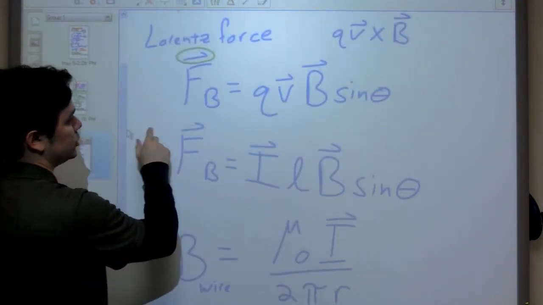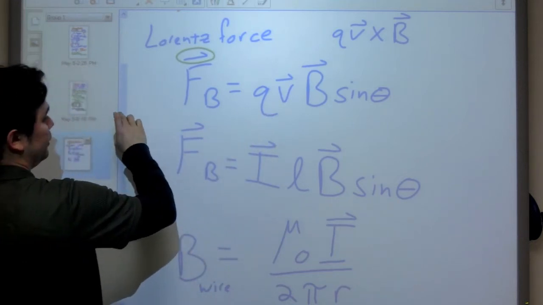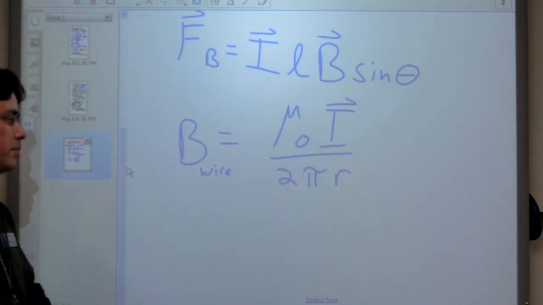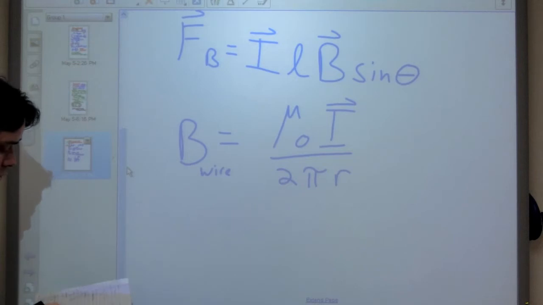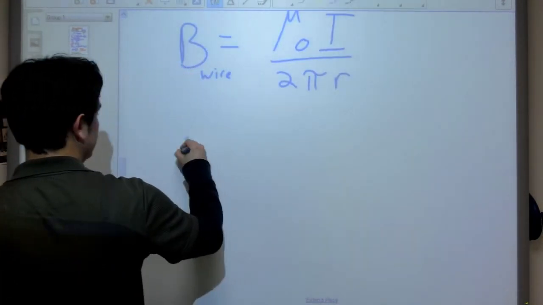I saw some questions where it was actually a charged particle moving through a magnetic field. They asked you for the strength of the magnetic field, and I saw a number of people use this. This is only for a current carrying wire, not charged particles. Next equation.